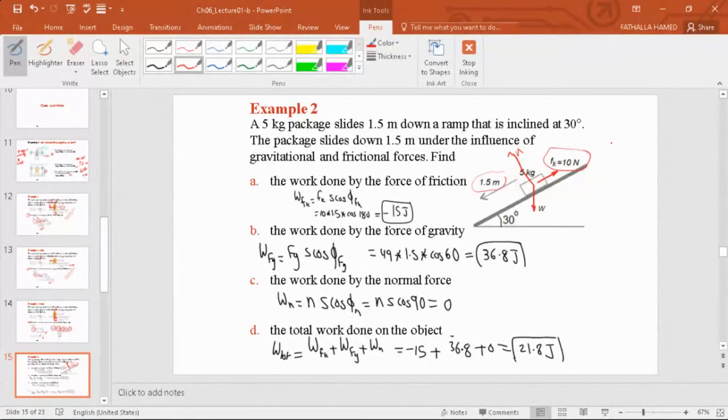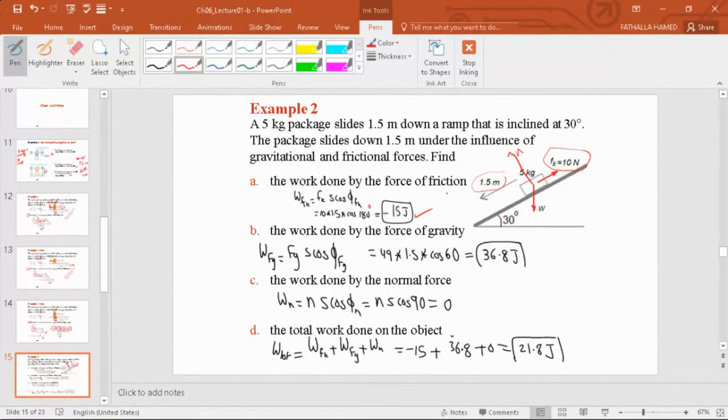Now, friction and the displacement are opposing each other, so the angle between both of them is 180 degrees, and cosine 180 degrees is minus 1. So 10 times 1.5 times cosine 180 degrees will give you minus 15 joules.